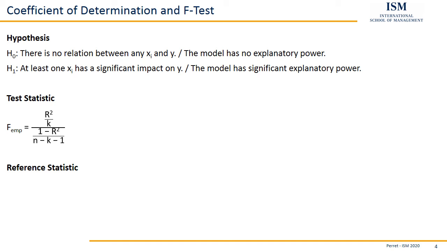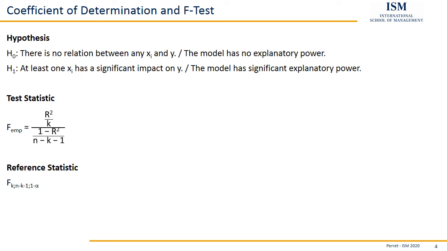And well, we have a test statistic, then we need the corresponding reference statistic. Here, as I said, we use an F distribution. So in an F distribution, we always have 2 degrees of freedom. And that's also the 2 we already see in a test statistic. The first value, that's k, the number of independent variables. And the second one, that's n minus k minus 1. So the number of observations minus the number of independent variables minus 1.